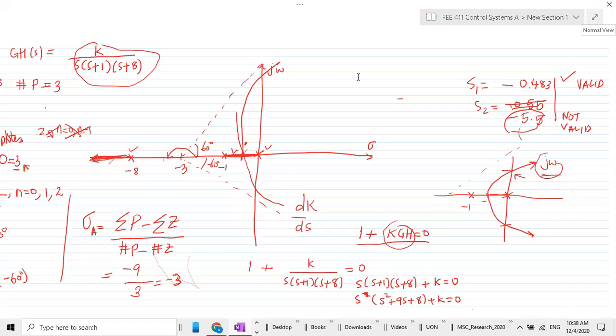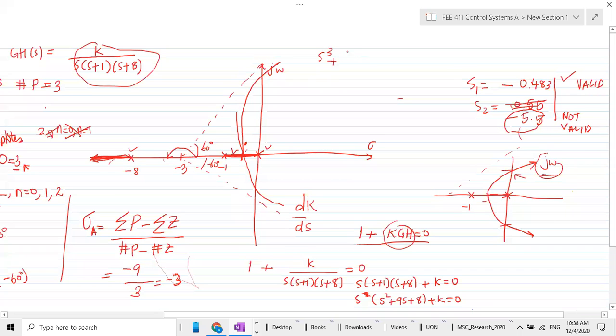Yeah, I can do it here. So from this characteristic equation, you open it up. So you have s power 3 plus 9s squared plus 8s plus k is equal to 0, right? And then you draw your table.